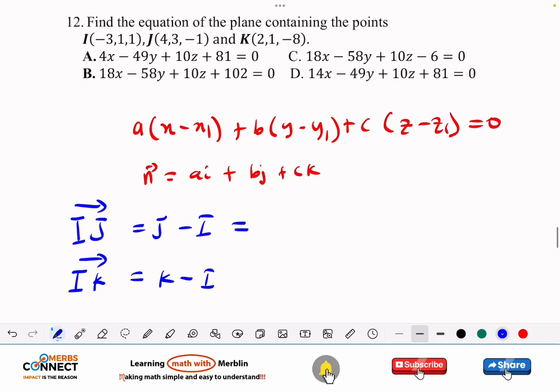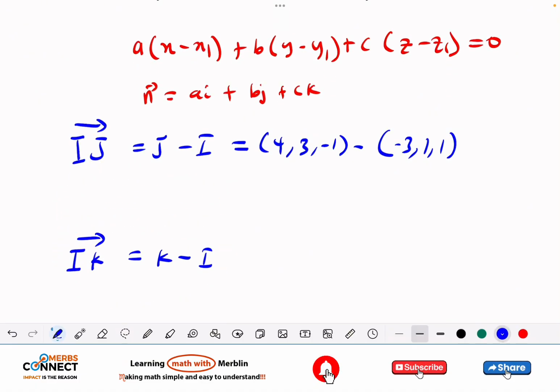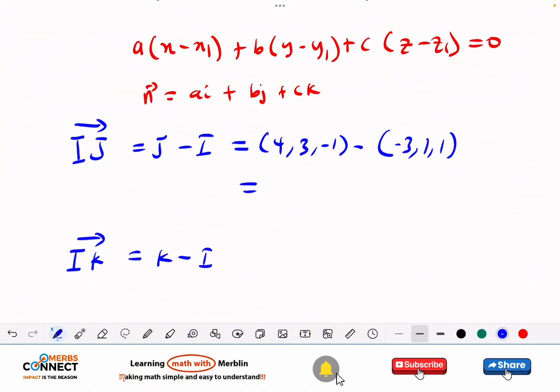So what is j? J is 4, 3, minus 1, minus what is I? Minus 3, 1, and 1. So this is going to give us, in direction, 4 minus 3 is going to give us 7. 3 minus 1 is going to give us 2. And then minus 1 minus 1 is going to give us minus 2. So 7, 2, minus 2.